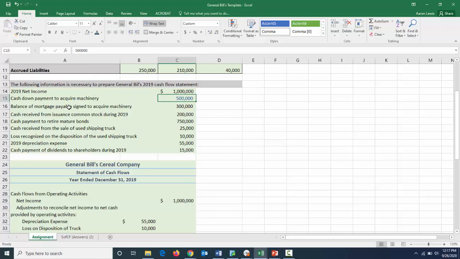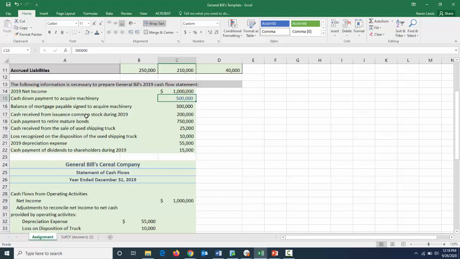We have the balance of mortgage payable to acquire machinery. Well, in this case, we're still getting a long-term asset, but we're not shelling out cash, which means we're not going to put it in the top part of our statement of cash flows, because what we're doing is taking on a liability for this. So this here, even though it is dealing with a non-current asset, because no cash is involved, we're not going to put it in the investing section of our statement of cash flows.